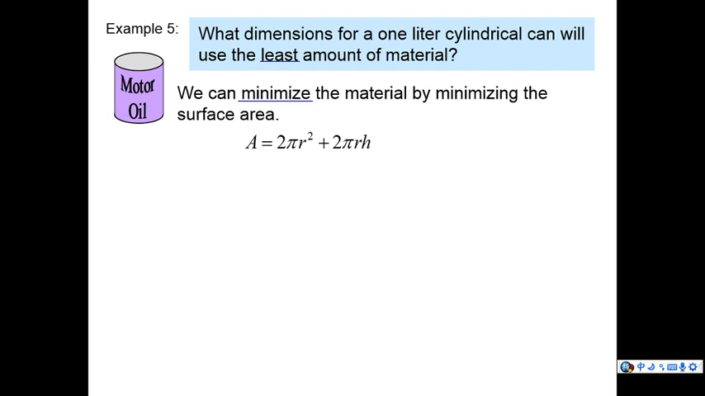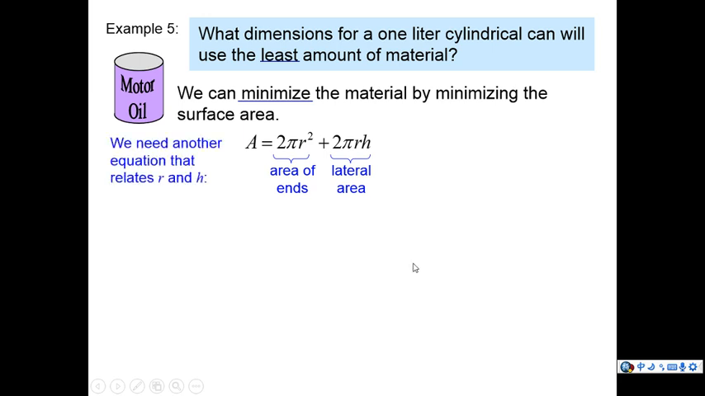The surface area for the cylinder is 2 pi r squared, because we have the upper base and the bottom base, which are circular bases. So 2 pi r squared, and then 2 pi r times h, which is the lateral area of the cylinder. Again, we have too many variables here. We have the radius and the height. So here's one thing we need to find out: we need another equation that relates r and h.